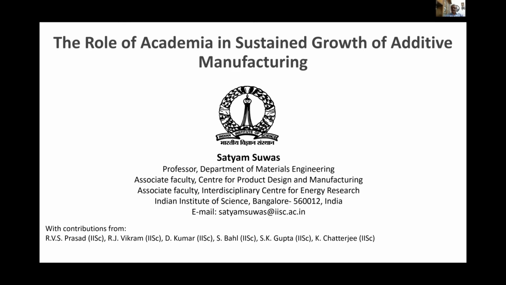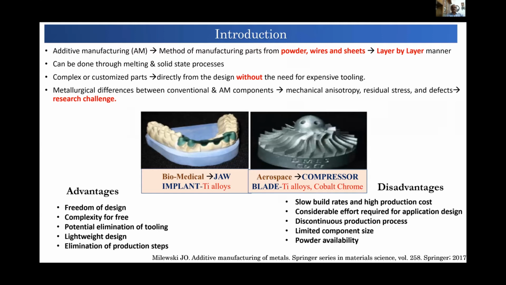So in this presentation, I am going to take you through the entire process of additive manufacturing. Though this might have been told by other speakers, I would like to introduce this topic by myself because I have to bring out certain issues that really need attention in the process. So to begin with, as I understand, additive manufacturing is a method of manufacturing parts from powder, wires, and sheets, layer by layer. So this is a bottom-up process, bottom to top process.